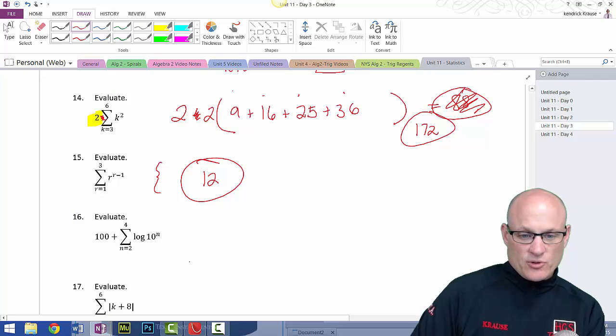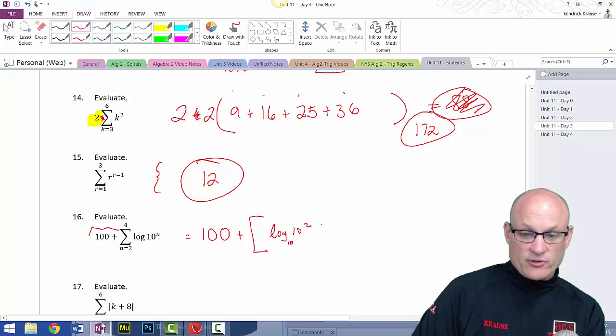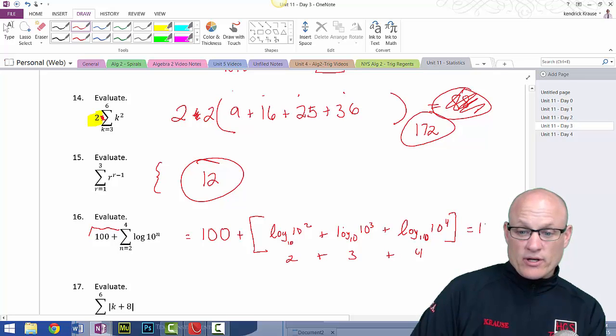And, oh, this one's tough. So this is 100 plus, let me just write this down. And we're going to add, now this time it is plus. This is log base 10 of n, but n the first time is 2. So log base 10 of 2 plus log base 10 of 10 cubed plus log base 10 of 10 to the 4th. Well, some of you may know this is a 2, this is really a 3, and this is really a 4. And when I add those up, I get 9, so my answer would be 109.